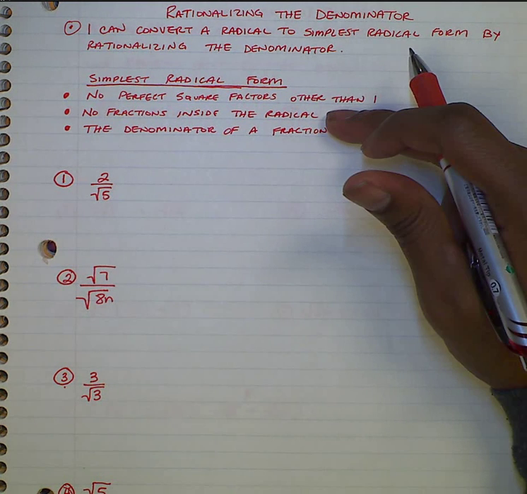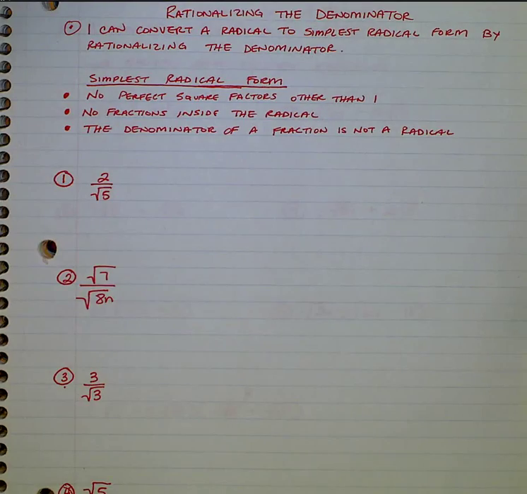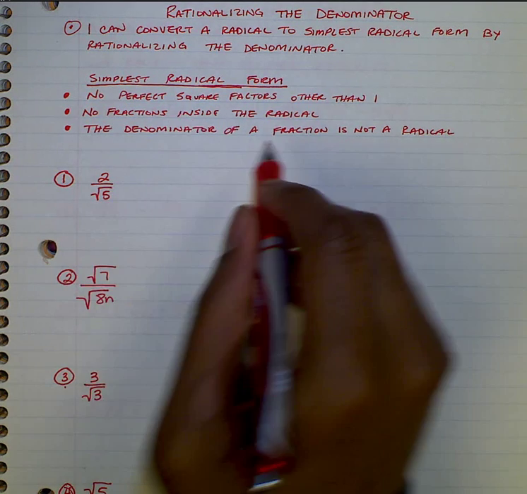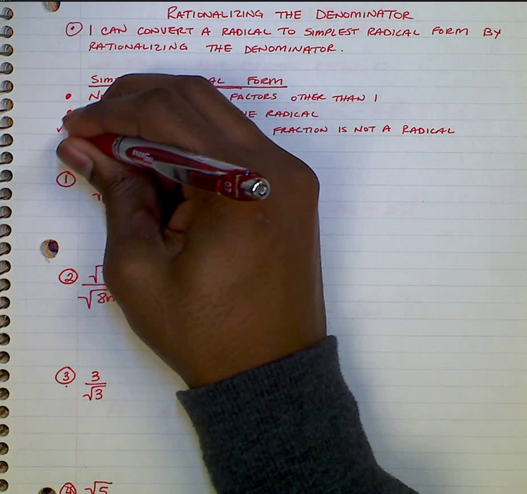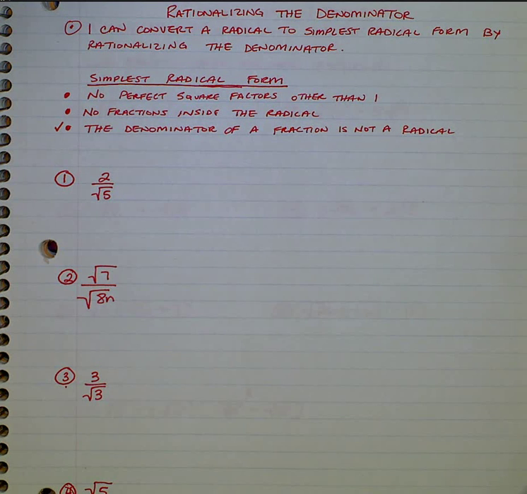If we have a fraction with a radical in the numerator, that's fine, but it can't have a fraction underneath the radical. We did that yesterday. And then the denominator of a fraction is not a radical. Hopefully we didn't run into too many of those yesterday, but today we're going to address how to make sure that the denominator is never a radical. With what we learned yesterday, we could potentially run into that situation. Hopefully we won't do that now.